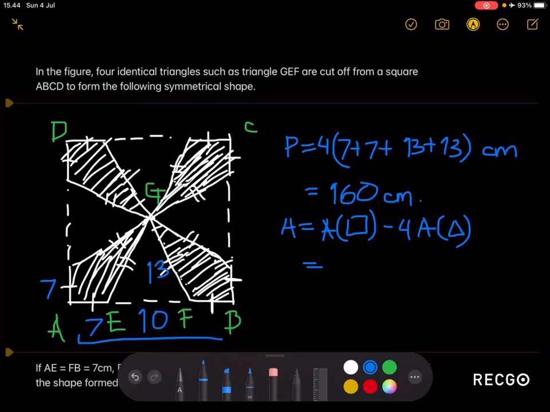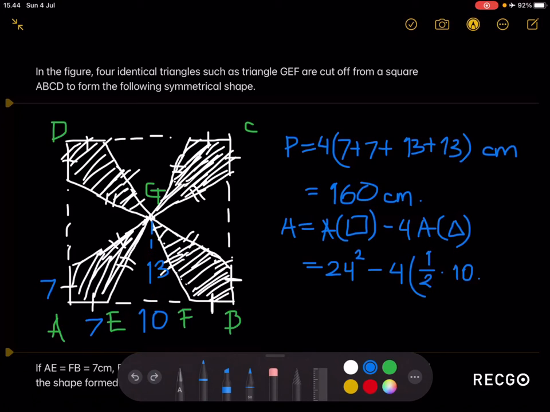Next, we know that the side length of the square will be 24, so the area will be 24 squared, minus 4 times the area of one triangle, which will be half times its base 10 times its height. Now one can find its height by the Pythagorean Theorem. Notice that this is just an isosceles triangle, so we can just draw a perpendicular bisector to this base right here, which can be easily found by the Pythagorean Theorem.